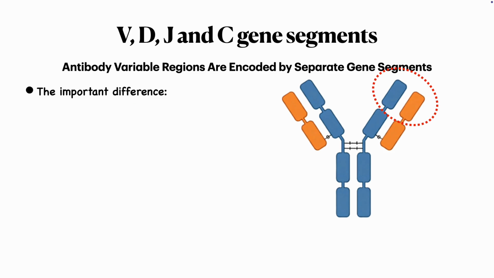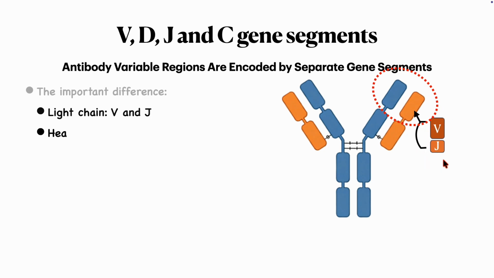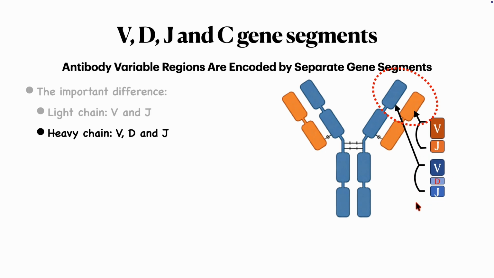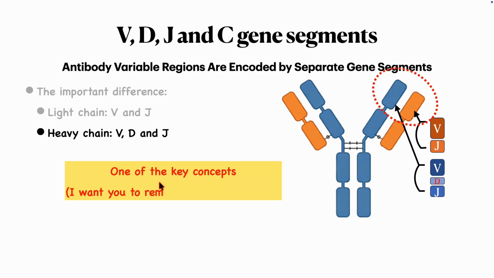So remember this important difference. Light chain is generated from V and J gene segments, and heavy chain is generated from V, D, and J gene segments. This is one of the key concepts that I want you to remember from this video.